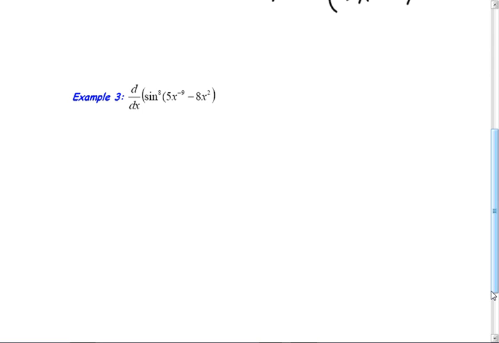Now, what you don't like about this is where that 8 is. So let's move the 8.